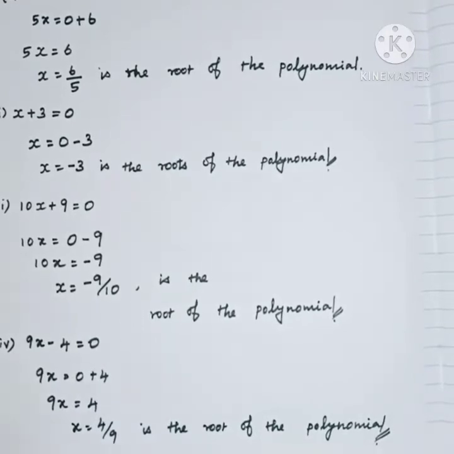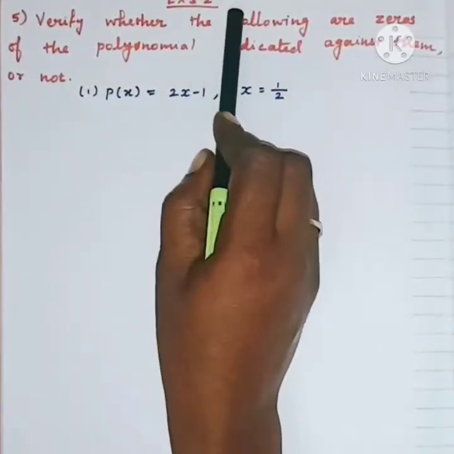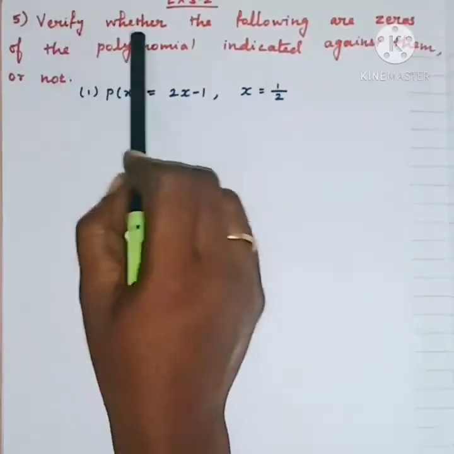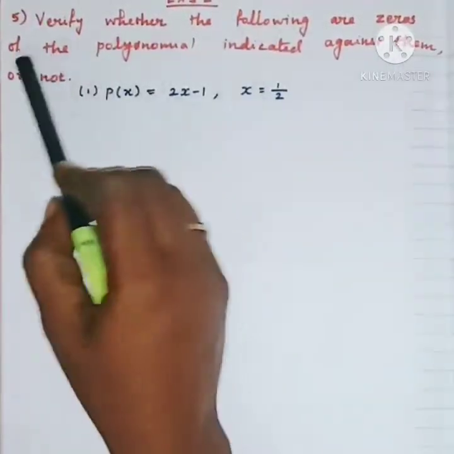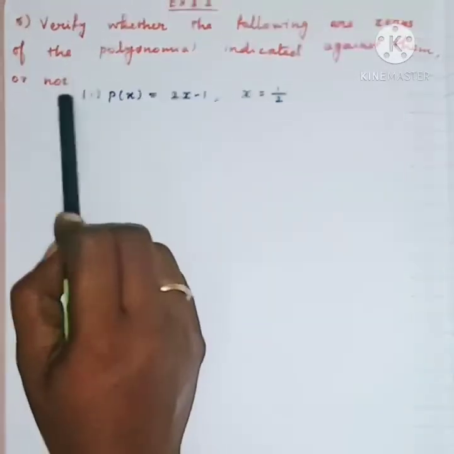This is the answer for the last sum. Now, exercise 3.2, fifth sum. Verify whether the following are zeros of the polynomial indicated against them or not.